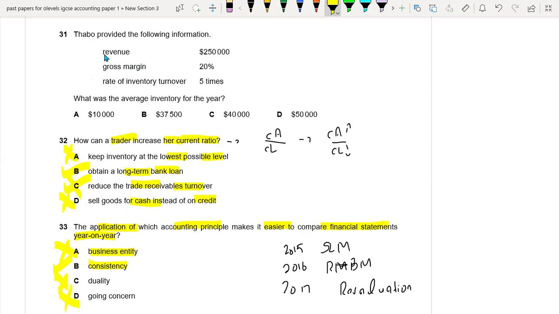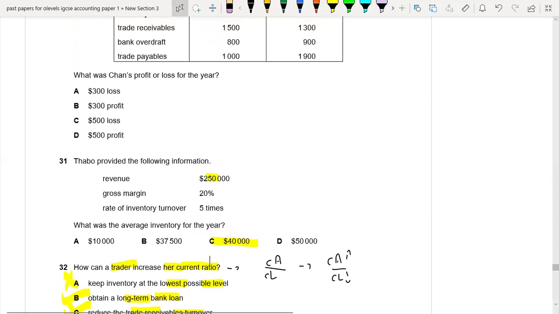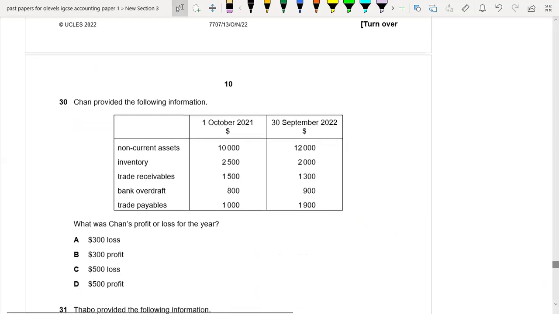Question number 31. Taboo provided the following information. Revenue 250. Basically, this person has done it, and its answer was $40,000. I remember. If you haven't watched my October November 2022 paper one variant two video, you should watch it, because this paper has similar questions to variant two. So you should watch that video first. Okay, so D is already done in that variant. So now I am not going to discuss it.